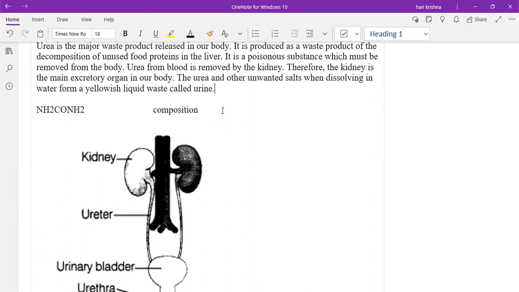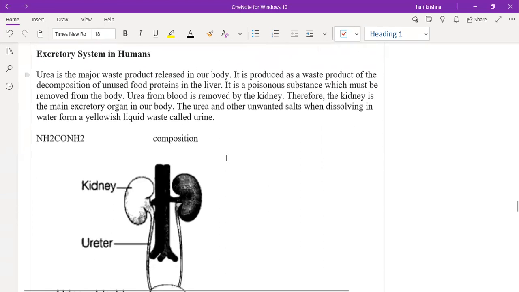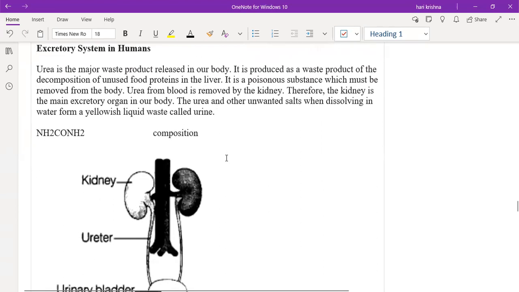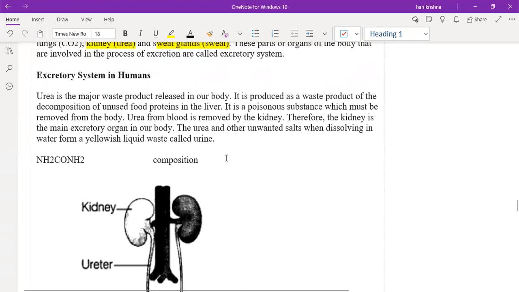Actually, they will do an operation for removing. If you want to stop the formation of the stones, you have to drink a lot of water and pass out the urine regularly. But when it is not possible, we should do the operation, right? For removing, the operation only. So they'll use some medicines to dissolve the stones.